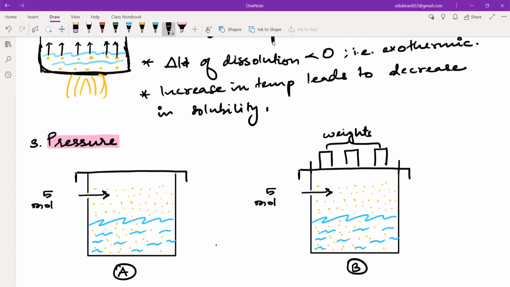Now tell me, where will the solubility be more, in A or in B? What do you guys think? Raise your hand if you think the solubility will be more in situation A. Oh, no one. Those who think it will be equal, raise your hand. Zafar thinks both are equal. Okay. Fatima also thinks both will be equal.